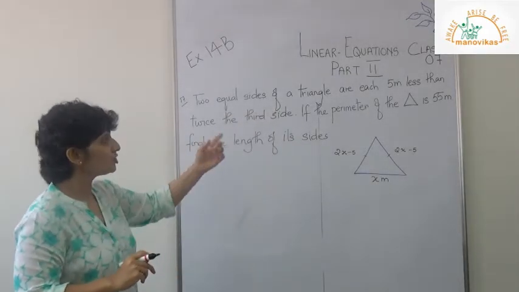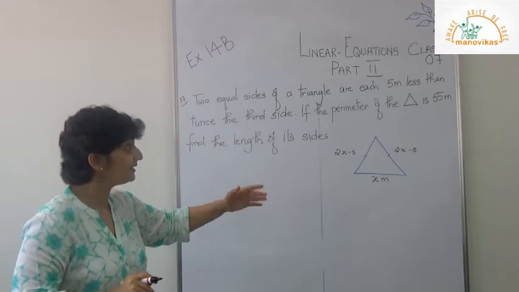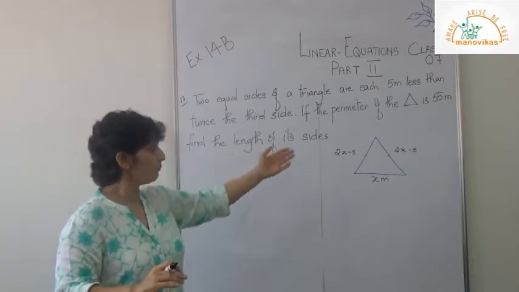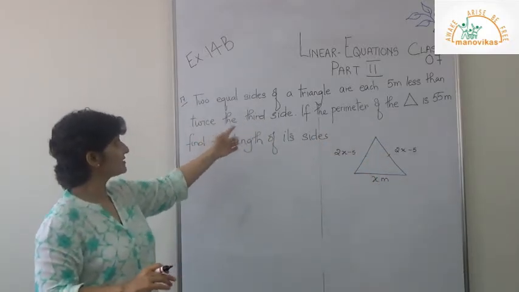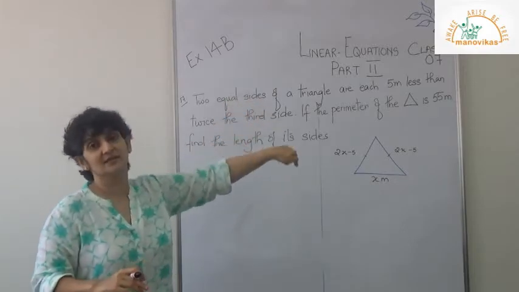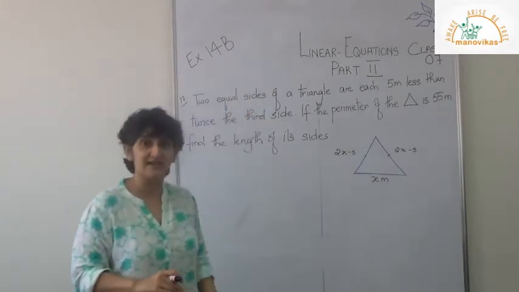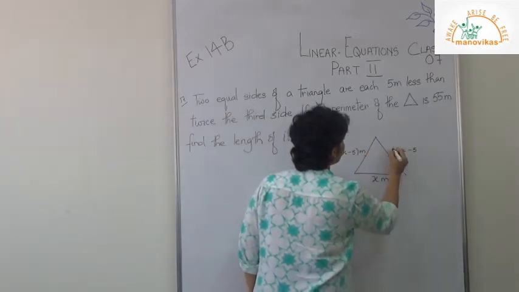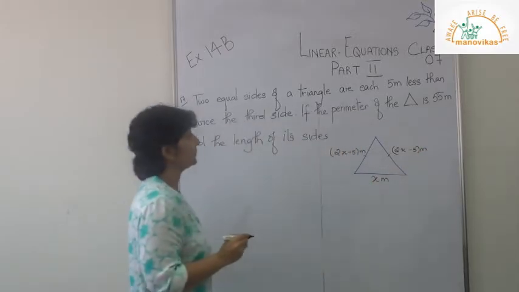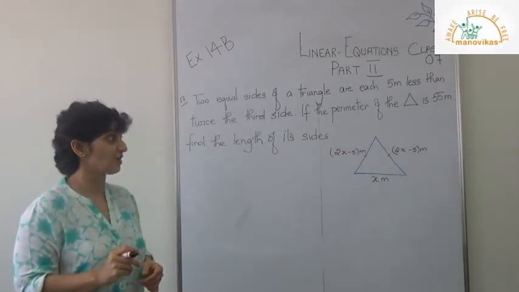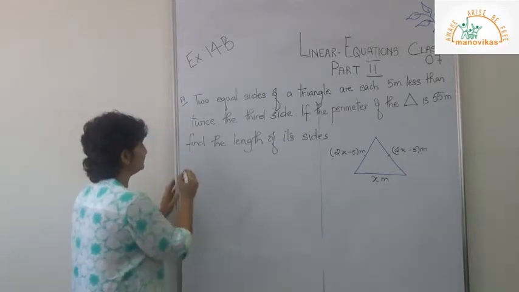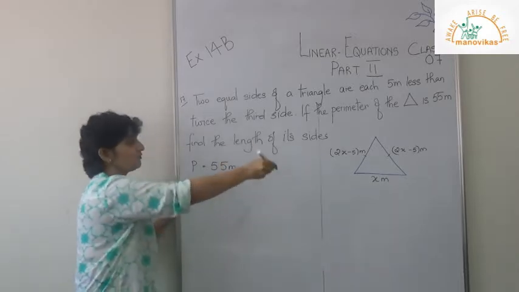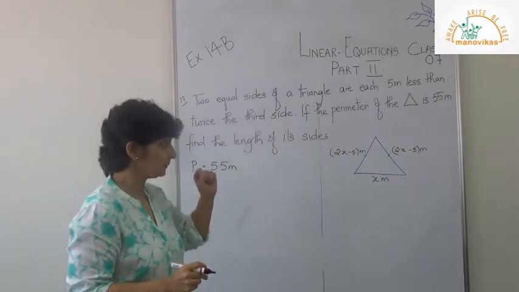So did you understand, children? 2 equal sides of a triangle are, so let your third side be x. Then these are 5 less. Minus 5, minus 5. Less than what? Twice the third side. So 2x minus 5 meter, and this is also 2x minus 5 meter. You get it? Then, what do they say? If the perimeter of the triangle is 55 meter, your perimeter is equal to 55. Now you need to find the length of all the 3 sides.